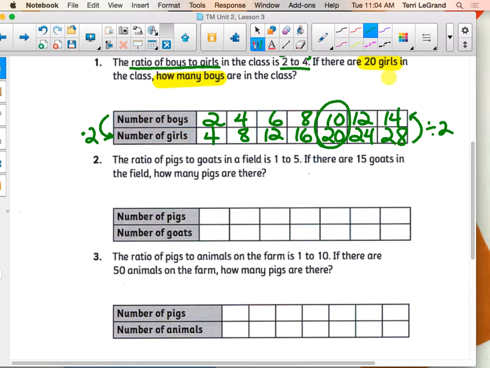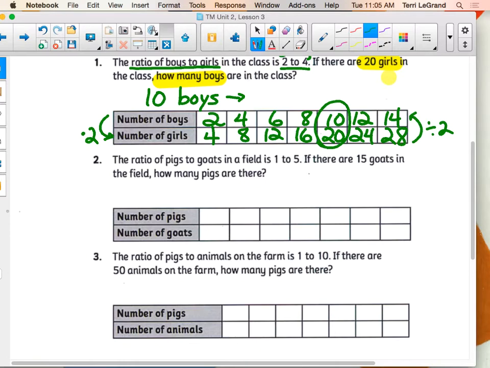So how many boys are there? 10 boys, and that's what our table says. Now we're going to show, what if we didn't have the table? How could we figure out how many boys there would be? How can we figure out that 10? So what could we actually do?